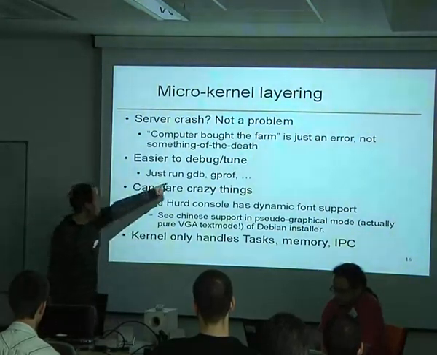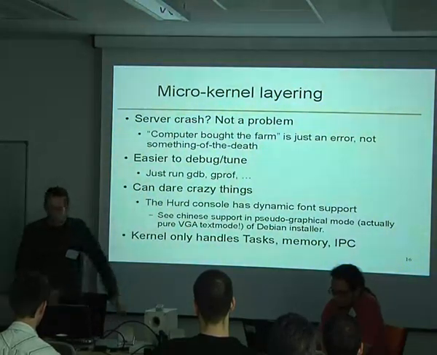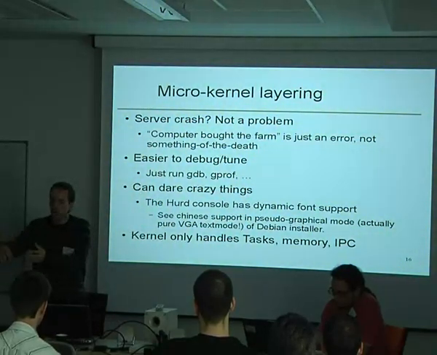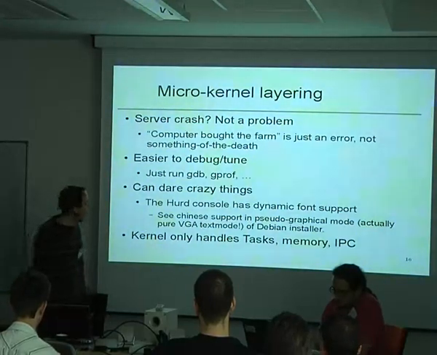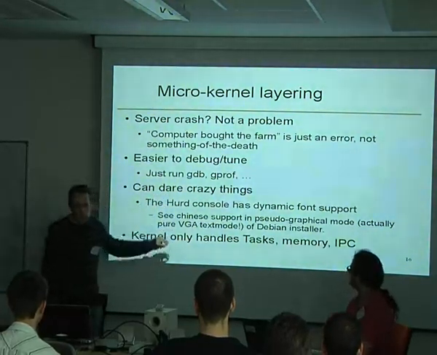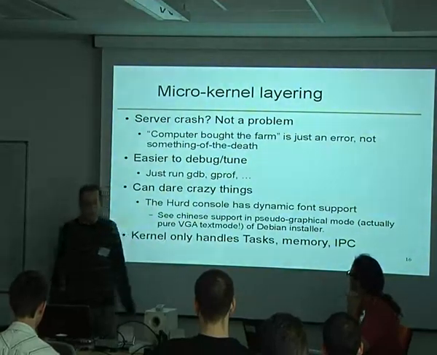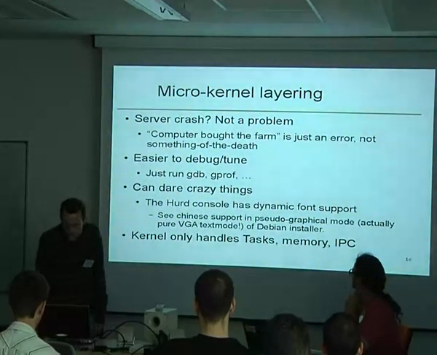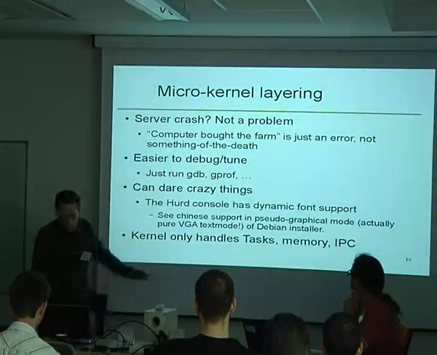It's easier to debug. You can run GDB on ext2fs. If you have a bug in ext2fs, then start a session on some volume, and then you can GDB it. That's really nice. And for profiling, you can just use jprof, etc. And you can dare things. I will show you. The Hurd console has dynamic font support, which permits to print Chinese in text mode. That's quite nice. And the kernel only handles the trivial stuff.